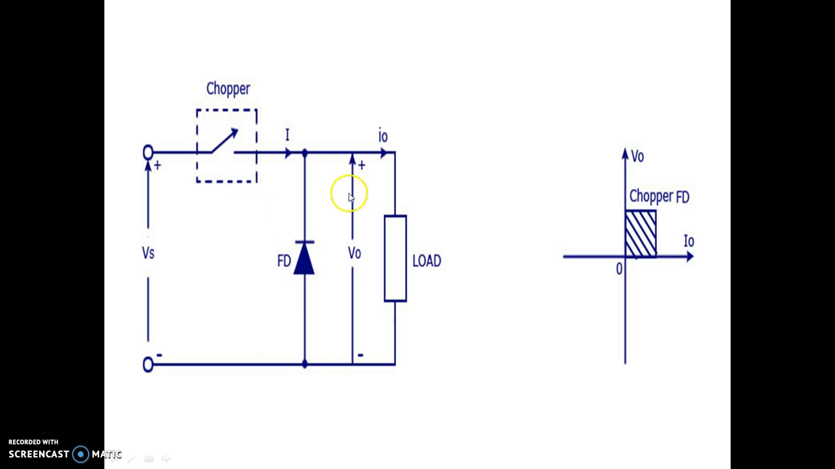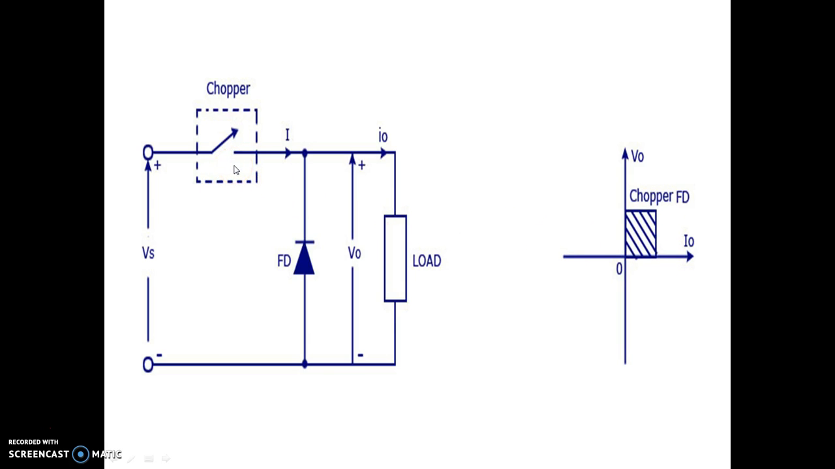Now we see the operation of the circuit. Whenever the switch is in closed condition, the current flows from source to load. That current is I0, and this current is positive in nature because current flows from source to load. Because of current flowing through the load, there is some output voltage across the load, and that voltage is also positive in nature. So in this circuit operation, the output voltage is positive as well as the output current is positive. So we get the first quadrant operation.